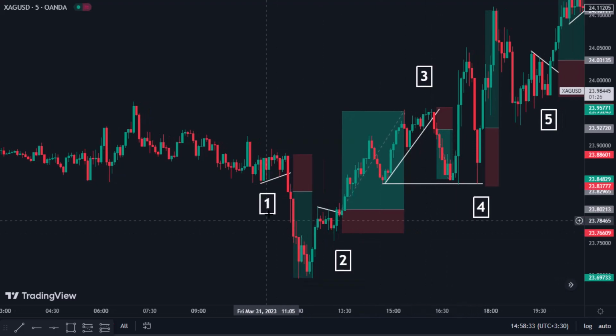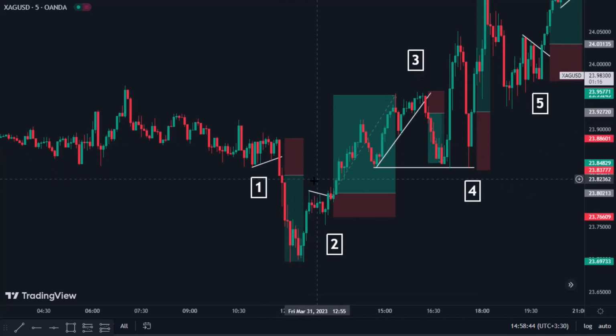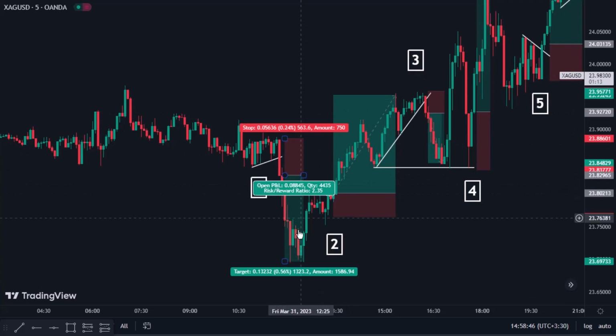Okay, as you can see in the first position, we did have this trend line with 3 touches. On the fourth time it was broken here, we did have the chance to enter a sell position, put our stop loss above the candle, and it gives us a reward of 2.3.